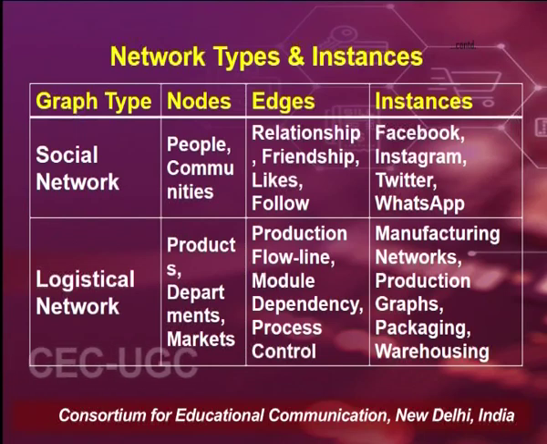Similarly, the commercial networks, when it comes to logistics, the production, the flow line, any dependency, if it's there in the process, then they become the edges, and the product itself, the parts itself, and if it's a market dependency network, then the market itself will become the nodes. And then you have few instances like the manufacturing network, production graphs, and many more.